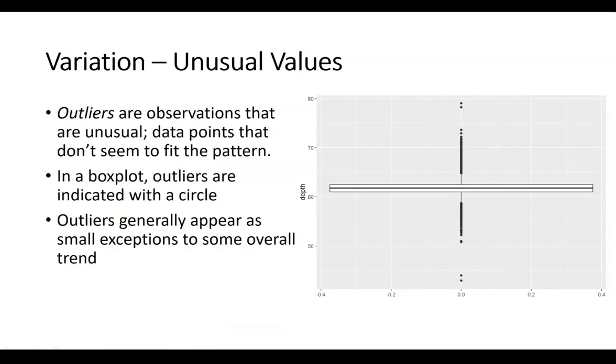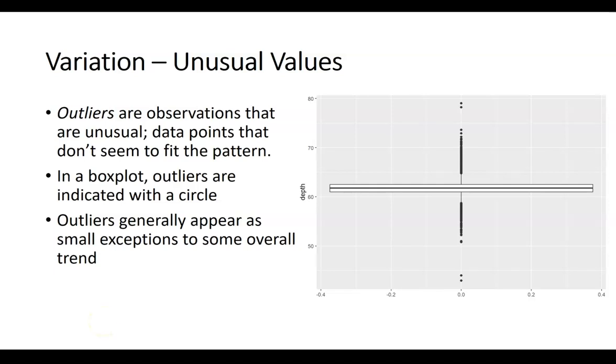Another thing we often look for in variation is that second question. What kinds of unusual values might we see? And the technical term for unusual values is often an outlier. An outlier is some sort of observation that's unusual in some way. It doesn't seem to follow the trends or the patterns that apply to the rest of the data. So outliers by default, there should be a small number of them, and you should be able to describe very clearly the ways in which they're different from the others.